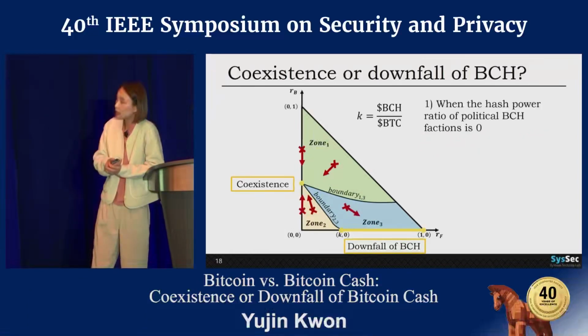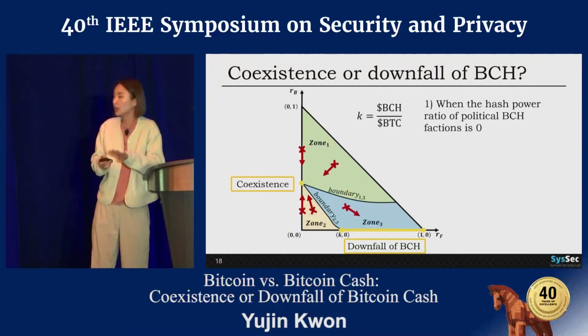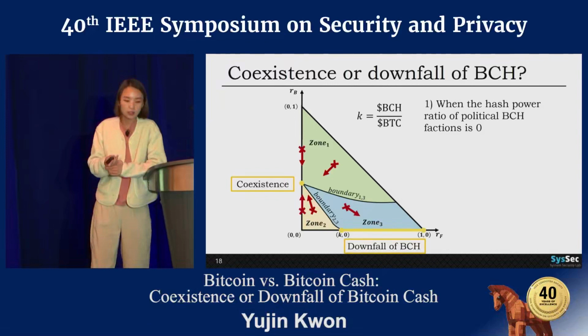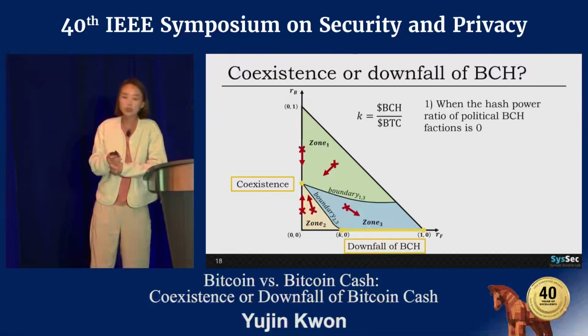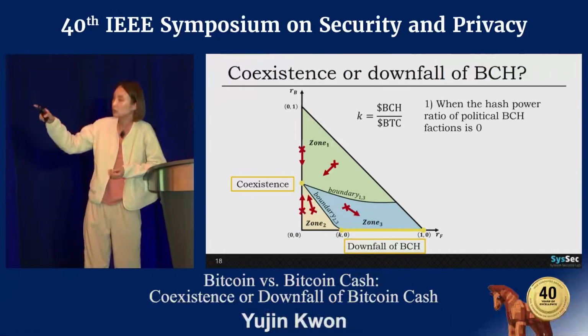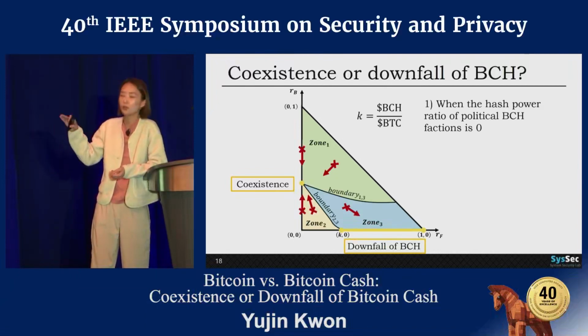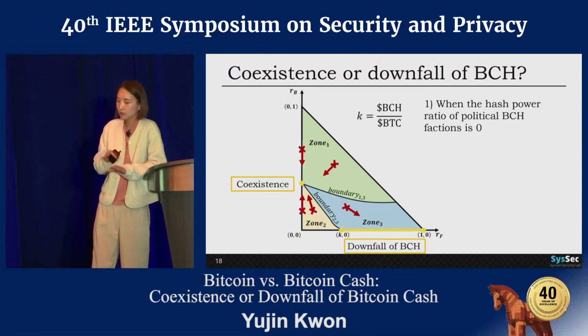So now I will describe what the equilibrium is. To describe this, I will divide into 4 cases, depending on the hash power ratio of political BCH factions. In the first case, the hash power ratio of political BCH factions is 0. There are 2 types of equilibria. First is coexistence and the downfall of BCH. The yellow point is coexistence, and below the yellow line is the downfall of BCH, where there are no BCH lunar miners. So in the state of the downfall of BCH, BCH blocks cannot be generated.